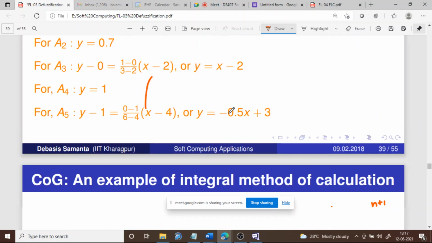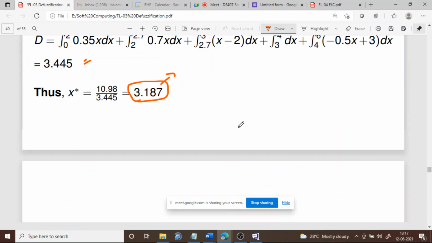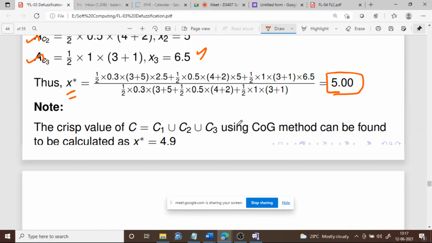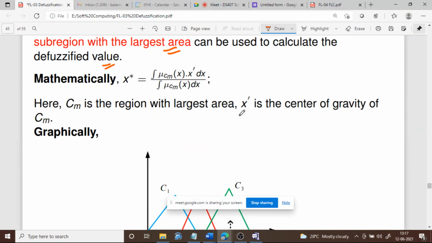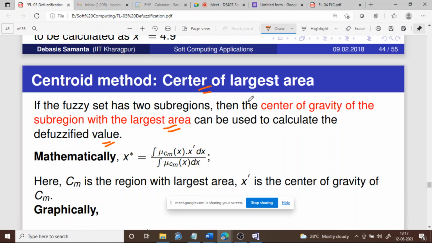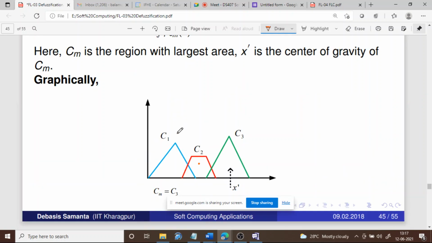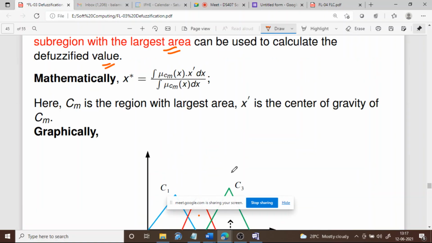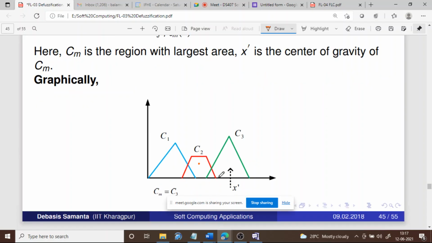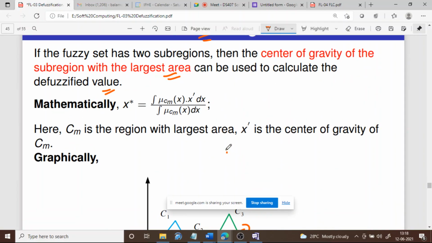So that's it about the centroid method. Basically, here we have discussed the center of gravity method, the center of sum method, and the third technique is center of area. Actually it is the center of largest area, but this is applicable only if you have more than one membership function, and if one of the membership functions is largest, then you can apply the centroid, center of gravity technique on this particular function alone, and whatever crisp value you get for this function alone, you can say that is the output. Okay, so that's what this technique says.